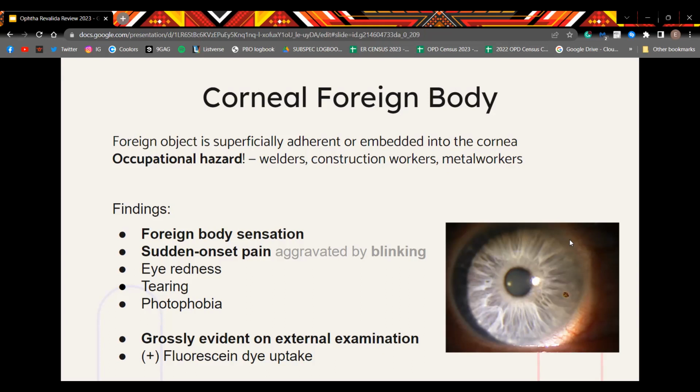Kasi kapag nagbi-blink, natatamaan ng eyelids yung foreign body. Eye redness, tearing, photophobia, and this is grossly evident on external examination. So pagkatingin mo pa lang ng slit lamp, kitang-kita na yung corneal foreign body. An example of which is shown on the picture on the right. Again, since basically sugat siya, yung parang may bumaon na foreign body sa cornea tas nagsugat, dahil sugat siya, meron din siyang fluorescein dye uptake.